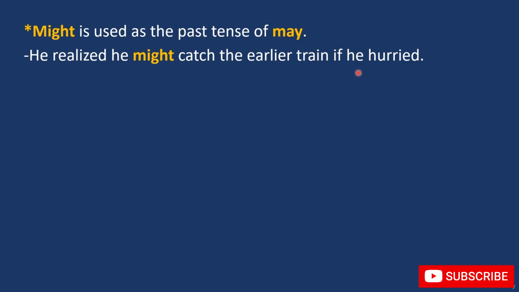So if I have a sentence at present and I'm not sure if it may happen or not, I use the word may. If I'm not sure but the sentence is in the past, I use might. I knew my teacher might find out.